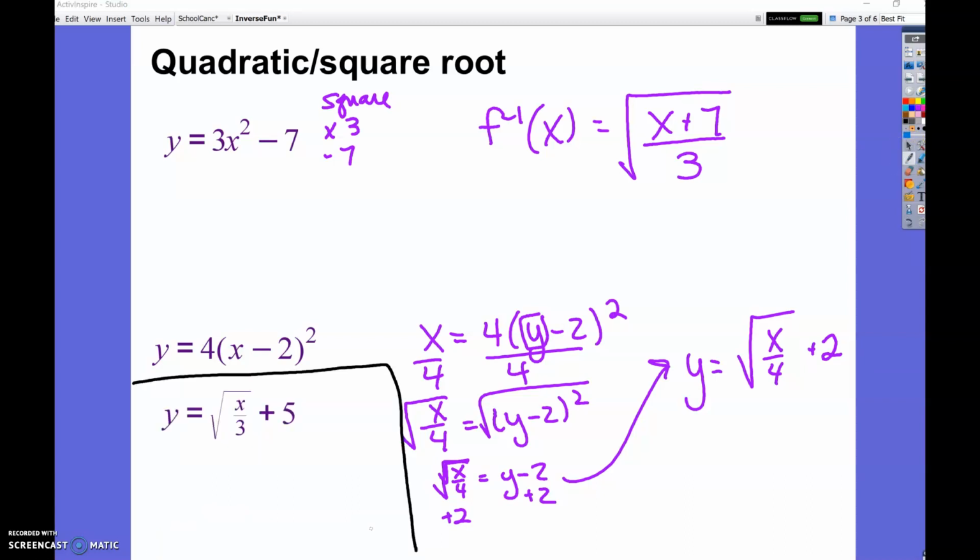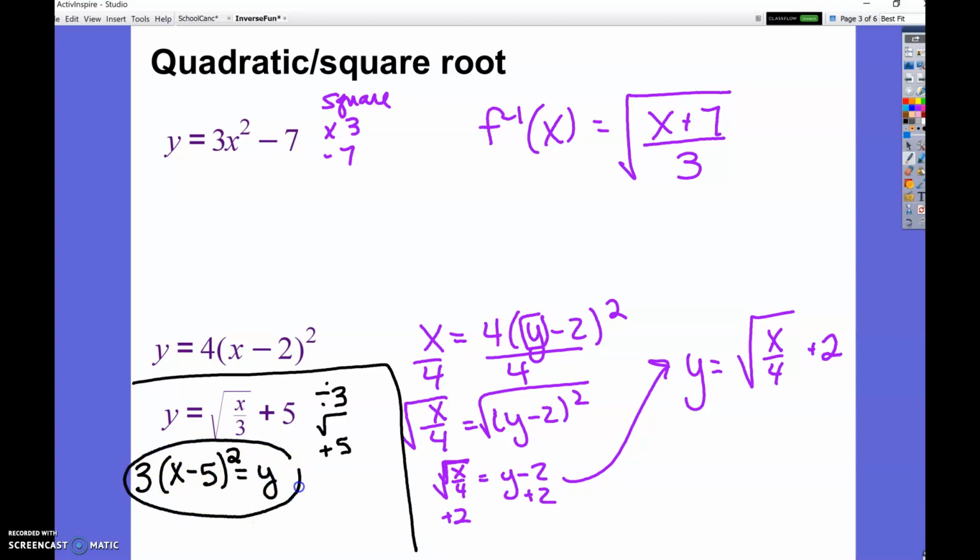Okay, remember, first we would take a number divided by 3, and then we would square root, and then we would add 5. So to reverse that, I'm going to do x, subtract 5 first. Instead of square rooting, I will square that, and then instead of divide by 3, multiply by 3. So this should be my inverse.